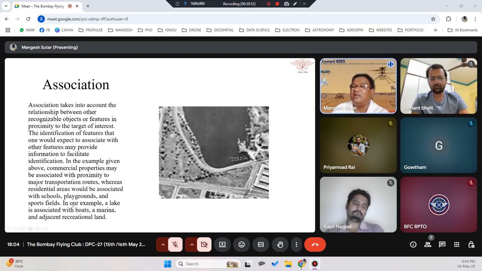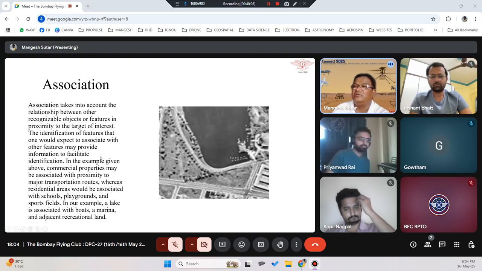Okay. So in our example, a lake is associated with boats, a marina or adjacent recreational land. So this is the lake. There are some boats over here, and then you can see an adjacent recreational land. Okay. That is what it is trying to say.